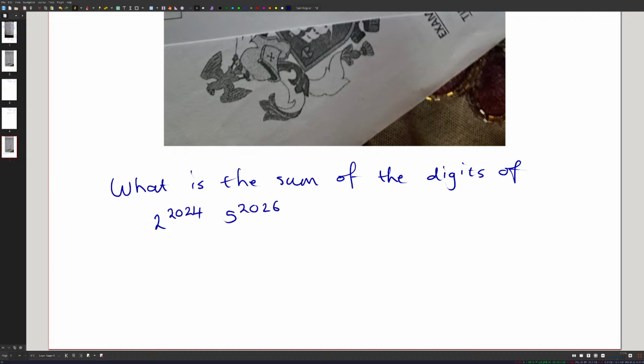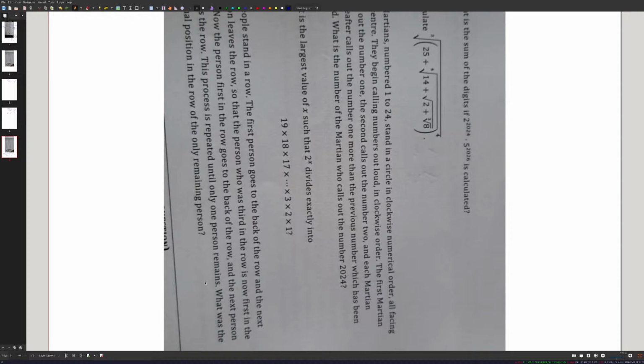And I think the point here is to realize that you can combine this into 5 squared times 10 to the 2024. And so this is 25 and then a whole bunch of zeros. And so if you add up all the digits, you get 7 as the answer.